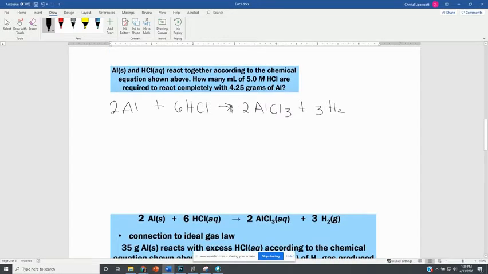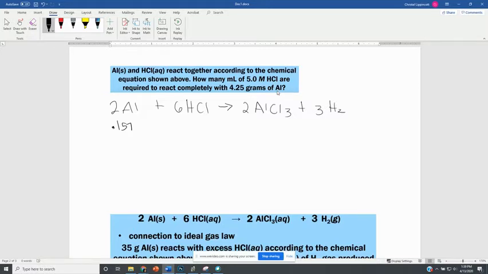The next one, they're telling you that we've got 4.25 grams of aluminum that we're starting out with, and they want to know how many milliliters of 5 molar hydrochloric acid would be needed for that. So the first thing we need to do is take our 4.25 grams of aluminum and divide that by 27, which is the molar mass of aluminum. And when we do that, we get 0.157 moles of aluminum.